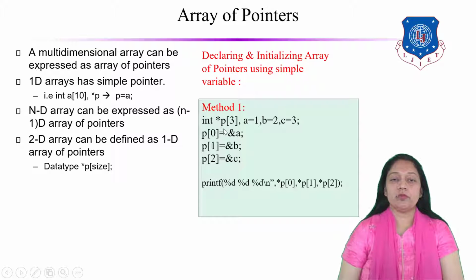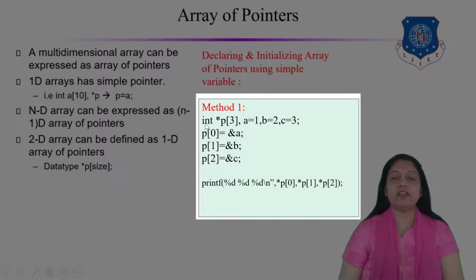Suppose I have an array of pointers here and the size is equal to 3. This array of pointers is of integer type, meaning I'll have 3 pointers and each of the 3 pointers will point to an integer value. Then I have 3 variables a, b and c. The values in a, b and c are 1, 2 and 3. Now I want the 3 pointers to point to each of these particular variables.